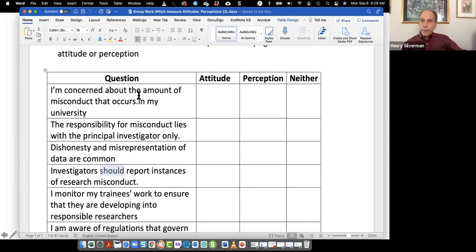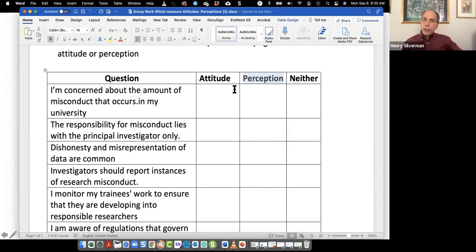or is it a perception? And again, perception is you want to measure how people see things. They may perceive things incorrectly, and you want to know that. And if a lot of people perceive things incorrectly, then you have to change their perception. If people have attitudes that deviate from society norms, then you want to change that.